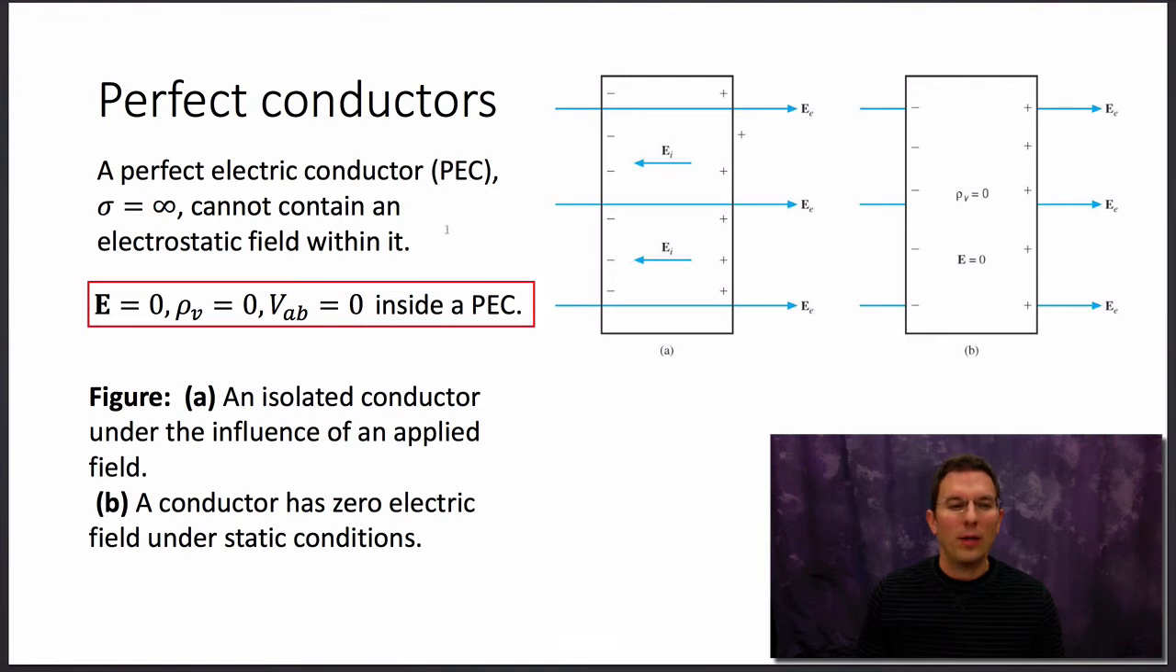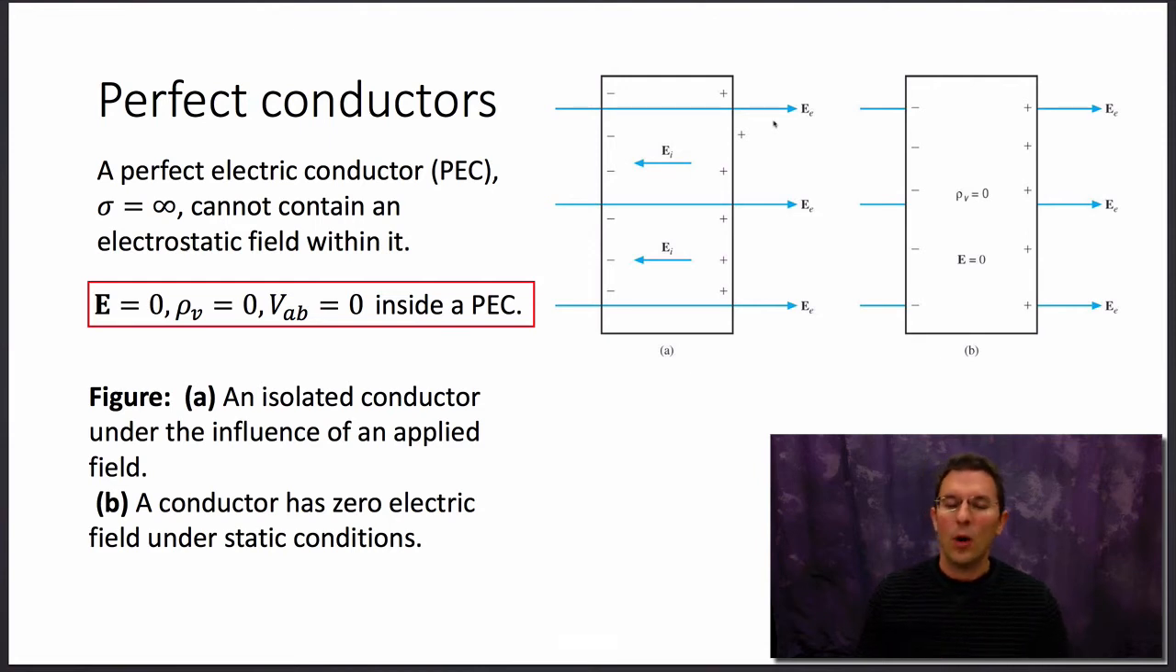Why is that? Why is there no electrostatic field inside of a PEC? Why is E equal to 0, rho V equal to 0, and the potential difference all equal to 0 inside a PEC? Well, let's say that we take a perfectly conducting material such as this one, and we apply an external electric field across that material.